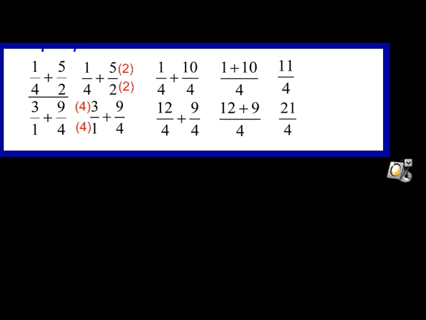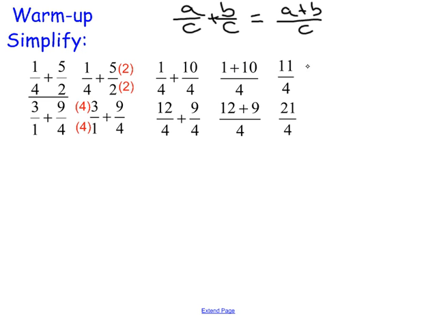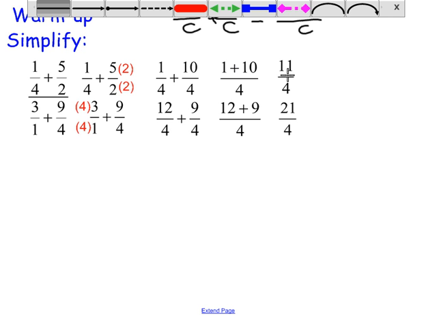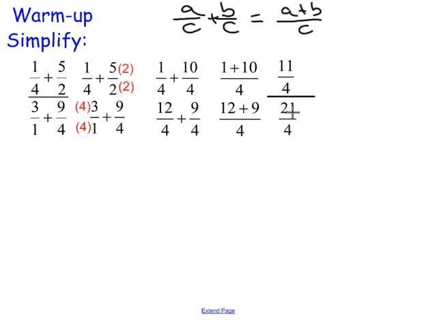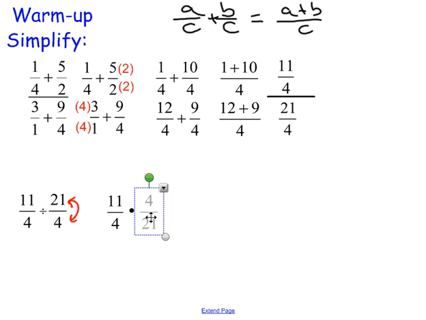So here's what you got. Let's take the spotlight out. You got 11 over 4 over 21 over 4. We could rewrite that as 11 over 4 divided by 21 over 4. So we're just dividing fractions here. So how do you divide fractions? You remember, you're going to change the operation to multiplication, and you're going to flip the fraction you're dividing by.